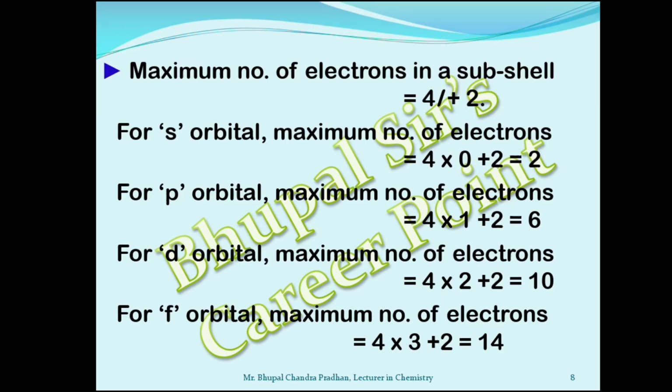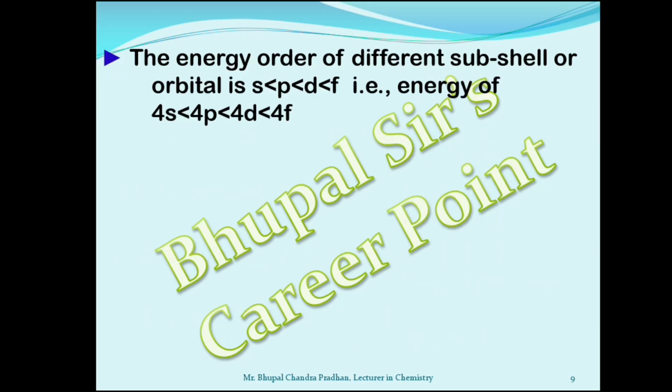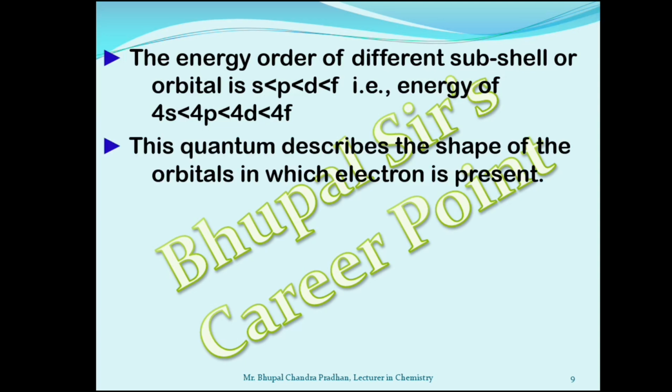Thus, we have to remember s orbital can occupy 2 electrons in it, p subcell or p orbital can occupy 6 electrons in it, d subcell or d orbital can occupy 10 electrons in it, f subcell or f orbital can occupy 14 electrons in it. The energy order of different subcells or orbitals is s is less than p is less than d is less than f. For example, energy of 4s is less than 4p is less than 4d is less than energy of 4f.